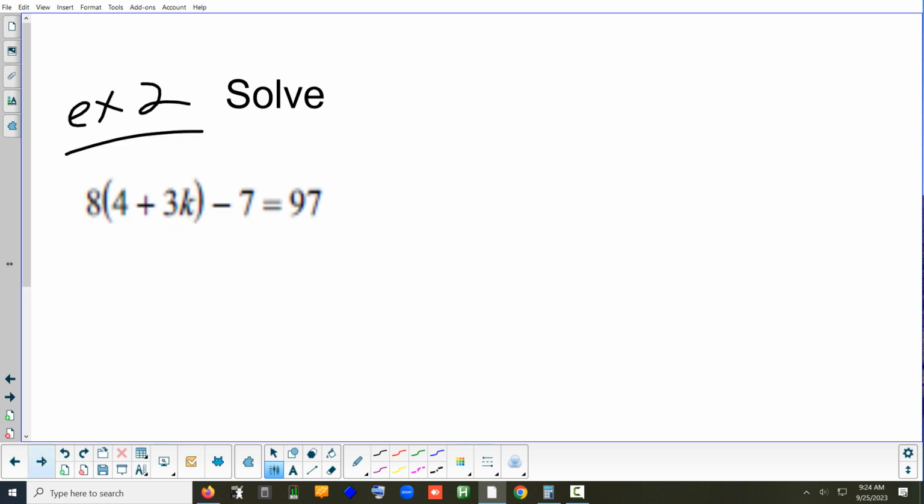Let's try that one. So that says, you can't quite read it, it's 8, and then in parentheses, 4 plus 3k, minus 7 equals 97.